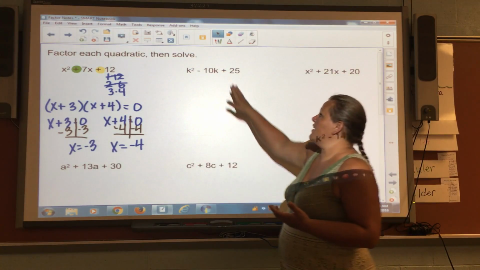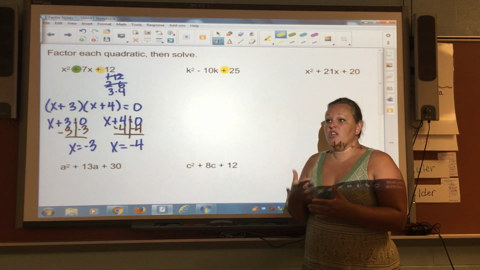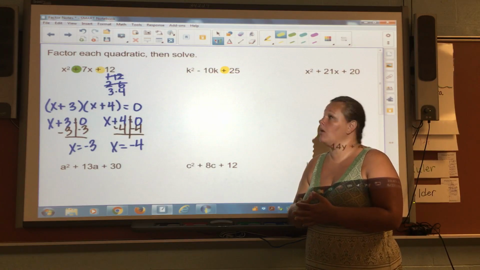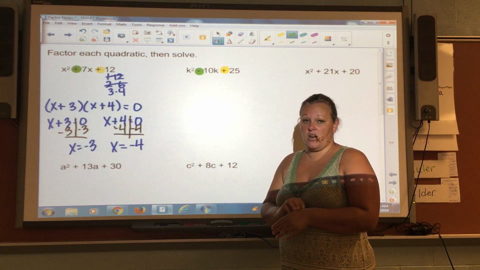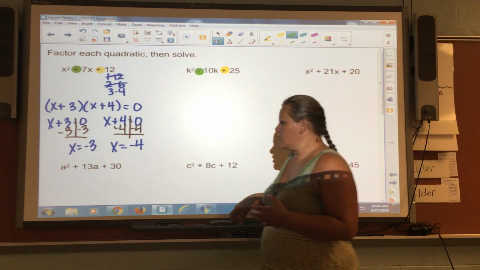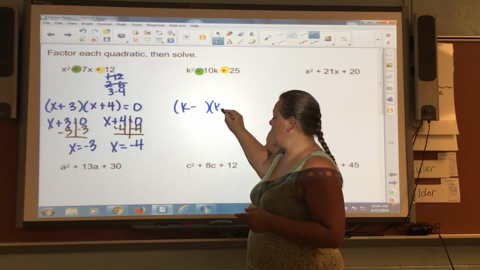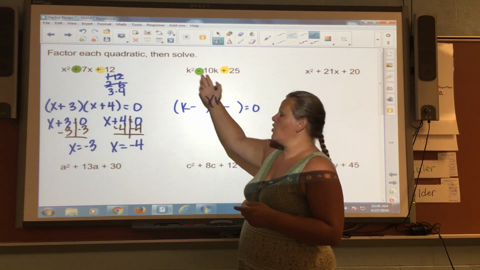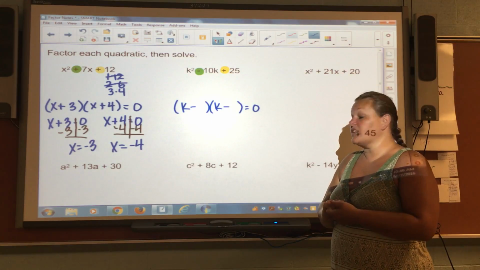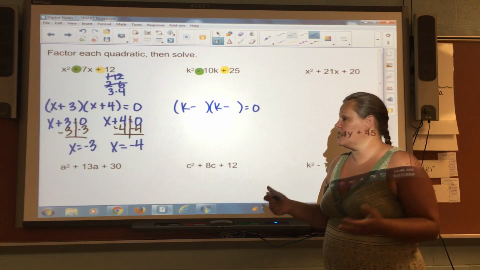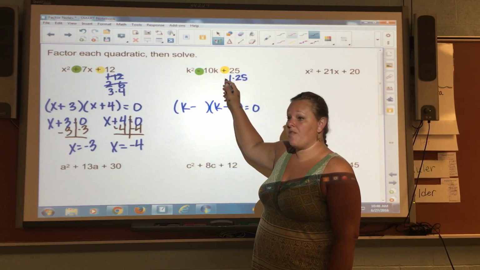So the next one, again, the last symbol in the quadratic is a plus sign. So that means my signs have to be the same. So then we look at our first symbol in our quadratic and we see that it's minus. So we know in this one, it's going to be k minus something and k minus something because we have to keep the sign, so it's minus. That's the only difference.